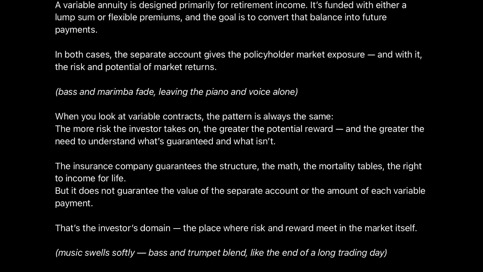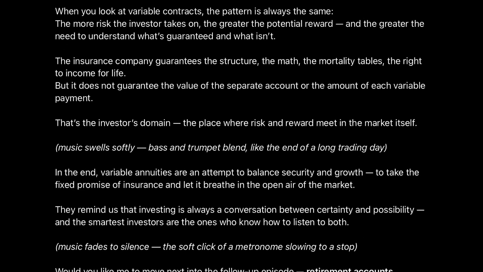When you look at variable contracts, the pattern is always the same. The more risk the investor takes on, the greater the potential reward, and the greater the need to understand what's guaranteed and what isn't. The insurance company guarantees the structure, the math, the mortality tables, the right to income for life. But it does not guarantee the value of the separate account or the amount of each variable payment. That's the investor's domain, the place where risk and reward meet in the market itself.